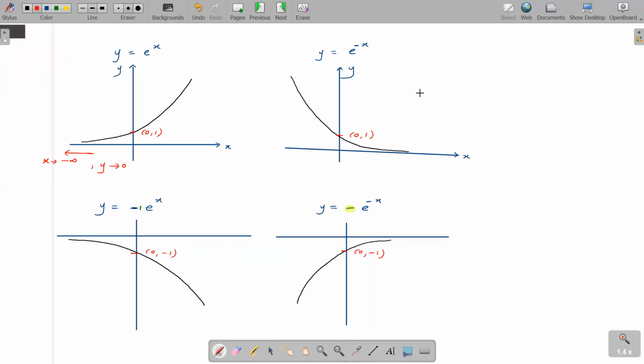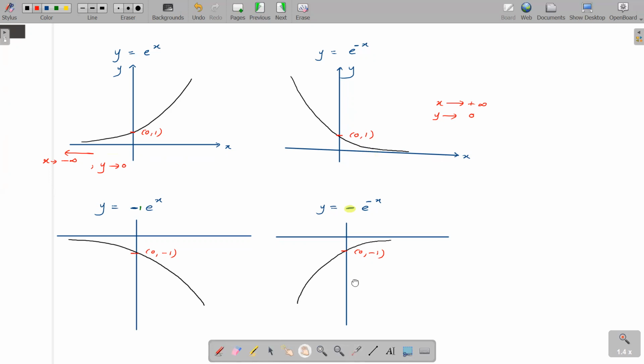Okay, and here in the e to the power minus x graph, you can see as x reaches positive infinity, the y value gets closer to 0. Do you see what I'm talking about? You can see here as x reaches the positive infinity side, the graph gets closer and closer, and the y values get closer and closer to 0.